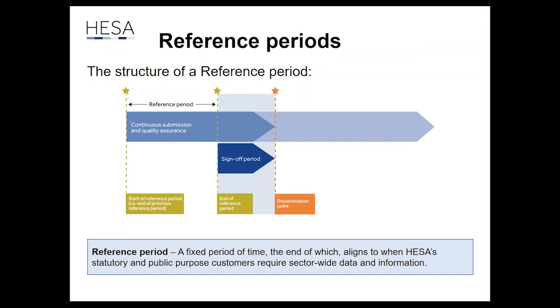So as I said, the year is split up into 3 reference periods, and I'll just let you know when those are. So they run from the 1st of August to the end of November, and then the 1st of December to the end of March, and then the 1st of April to the end of July. So we've split the year up into these even 4-month periods, 3 4-month periods throughout the year.